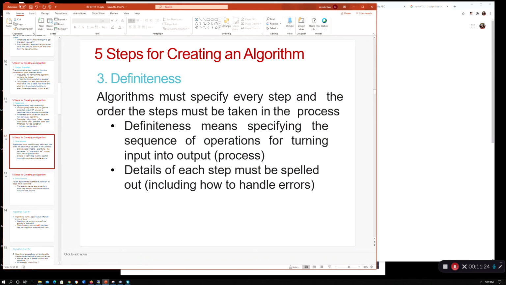So, what they call definiteness. I don't even know if that's a real word, but definiteness, okay? Algorithms can specify every step that has to be taken in a process. So it's very exact. This is what you need to be able to translate this into code. If you don't have this, then there's no way you can translate it into something that the computer can do.